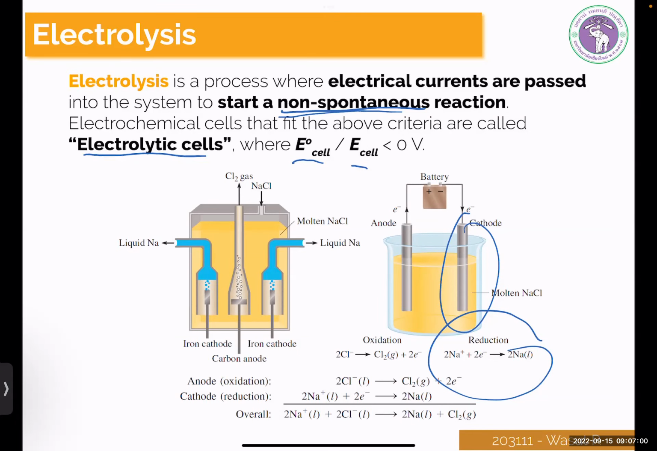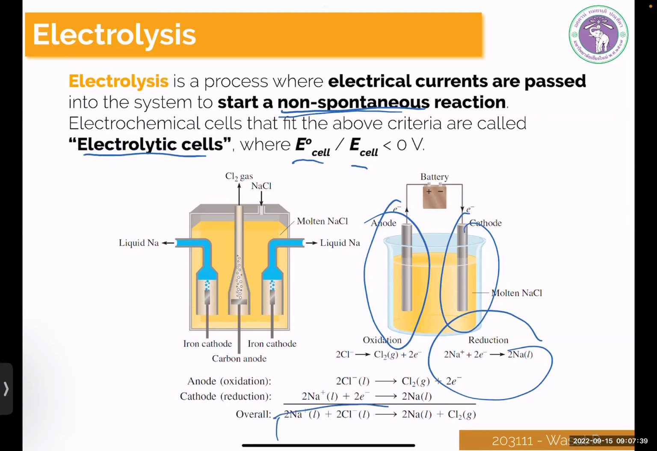In your molten sodium chloride liquid, you have the sodium ion and chloride ion floating around. The sodium ion will gather around the cathode and gain electrons. Whereas the chloride ion, which has the minus charge, will gather around the anode and lose the electron. Cl minus loses the electron and eventually becomes Cl2, chlorine gas. So you get chlorine gas at the anode and sodium metal at the cathode.